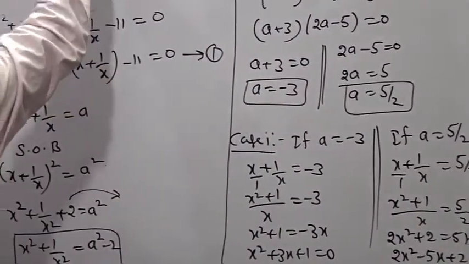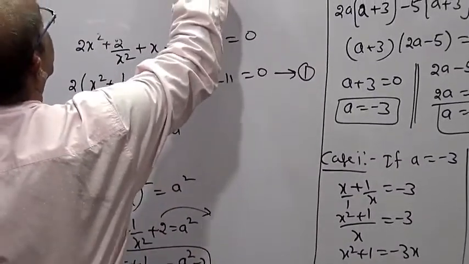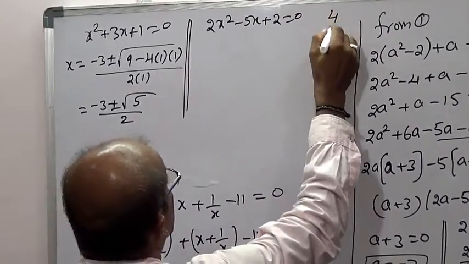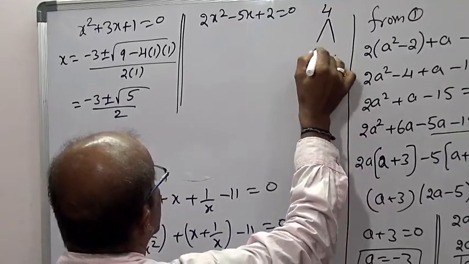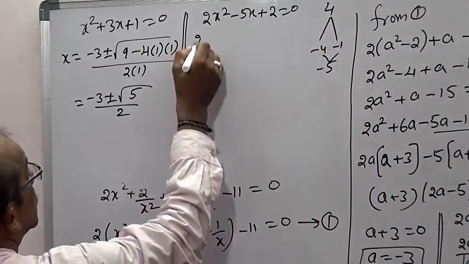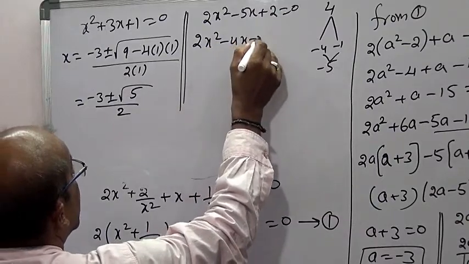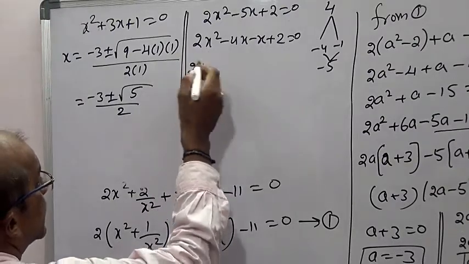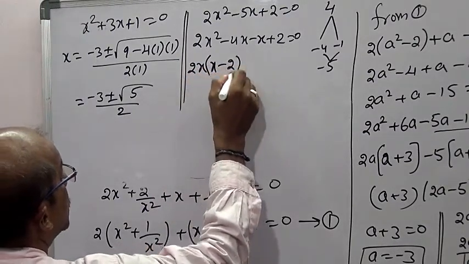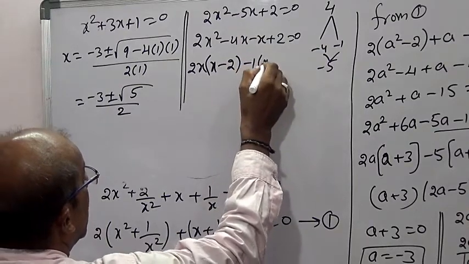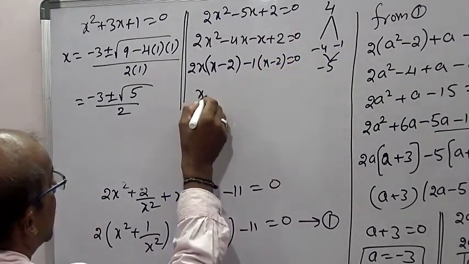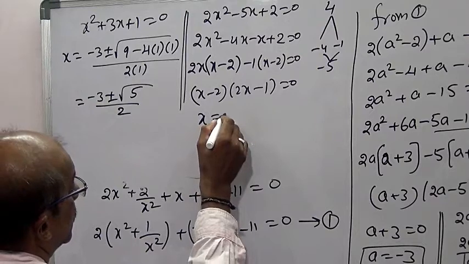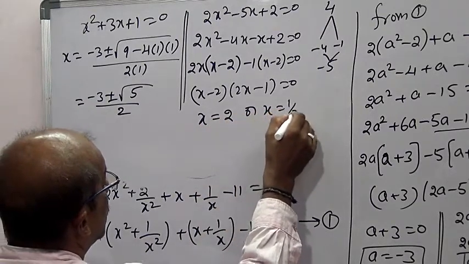So 2x square minus 5x plus 2 equal to 0. 2 twos are 4, and the middle term is minus 5, so minus 4 minus 1. So 2x square minus 4x minus x plus 2 equal to 0. Now take 2x common in the first two terms, x minus 2. Next take common minus 1, x minus 2 equal to 0. Therefore take x minus 2 common, 2x minus 1 equal to 0. So x is equal to 2 or x is equal to 1 by 2.